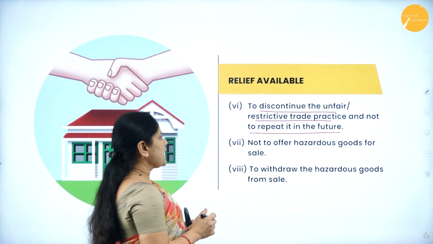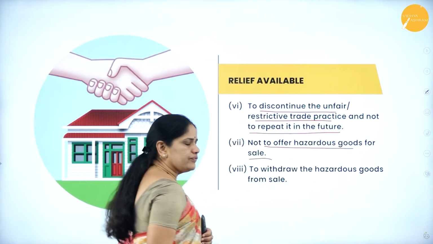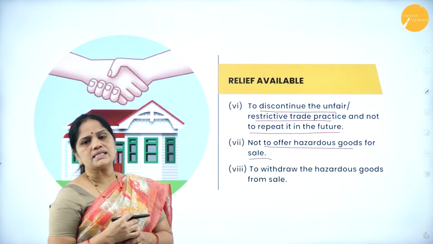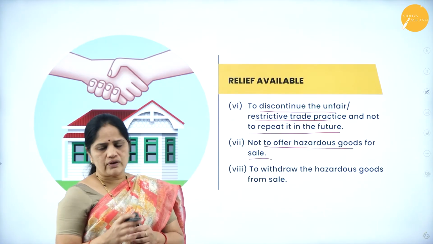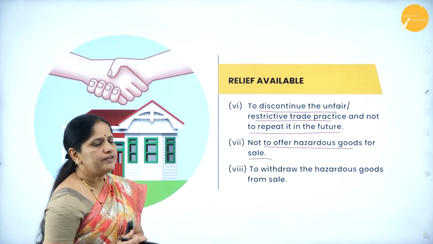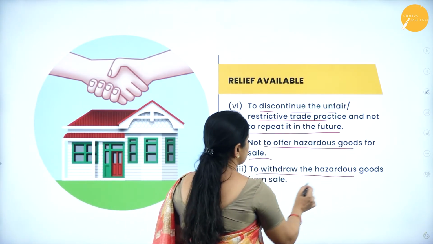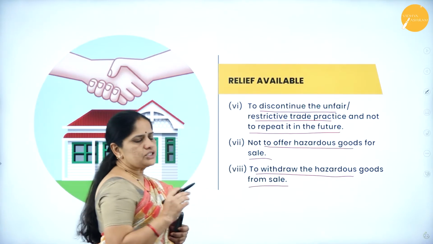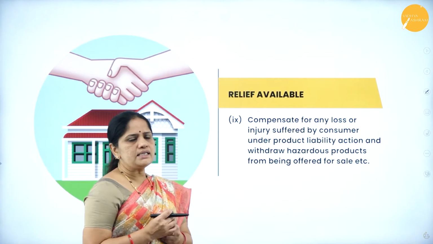Then the next kind of relief available is not to offer hazardous goods for sale. So such hazardous goods which are affecting the health of the consumer should not be offered for sale, or they have to be withdrawn from sale. So they should not offer or they have to withdraw such hazardous goods.